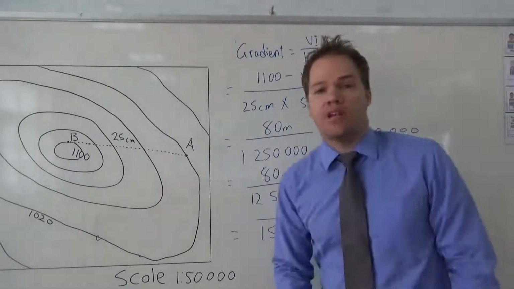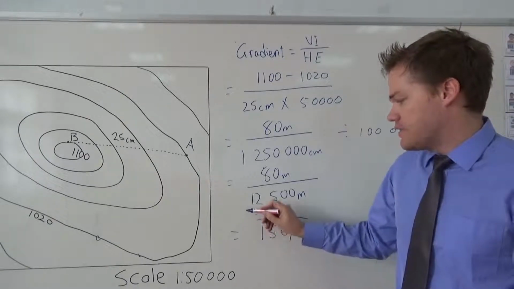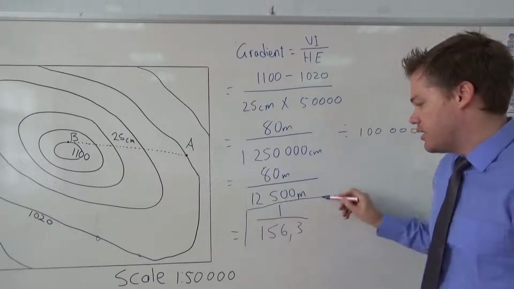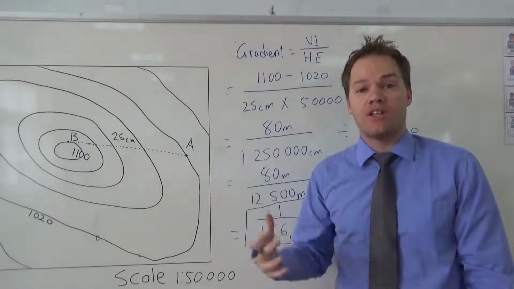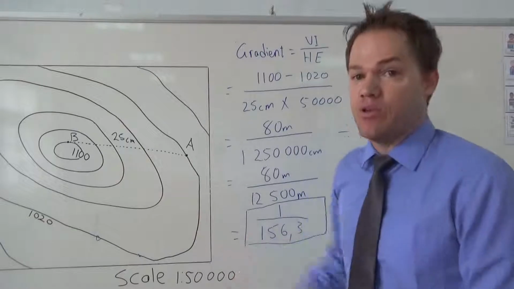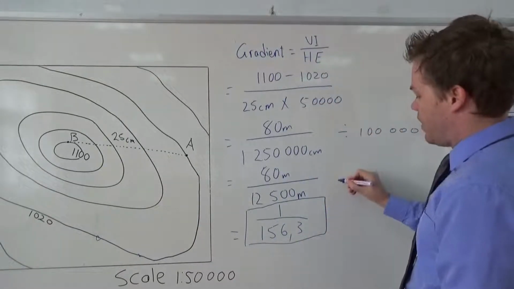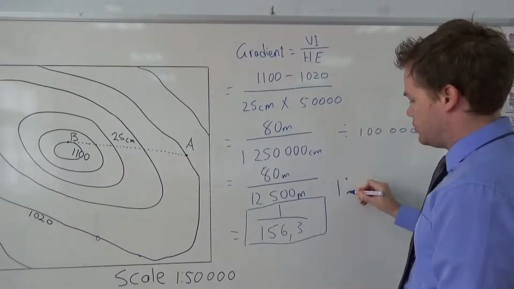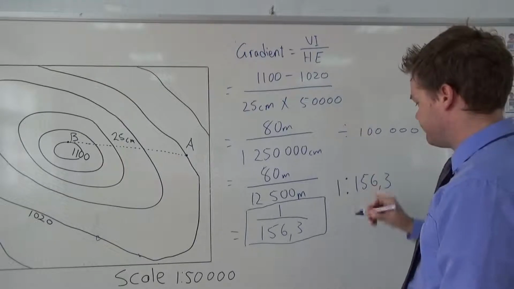Now, some of you might say, but this doesn't make any sense. You can't write a fraction like this, and it's absolutely correct. You can't write fractions like this, but this isn't a fraction. This is a ratio. This is nothing to do with maths or fractions or anything like that. So this is how we are going to write it. It's 1 to 156.3.